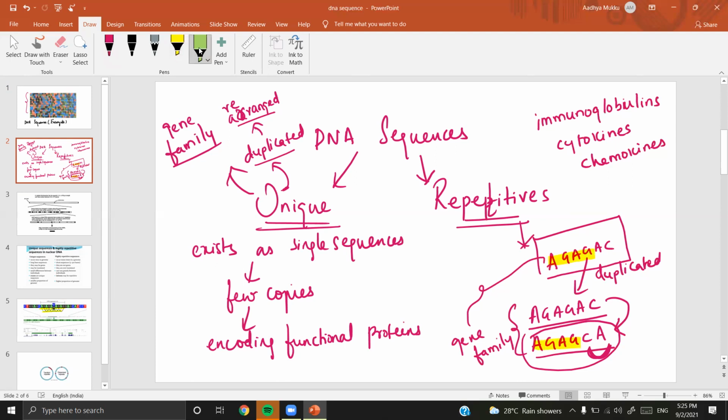Why are they not identical, children? Because here this AC has got rearranged. So such families are being called gene families. And you can see that during the course of evolution, different sorts of gene families have evolved. Okay, that is about the unique sequences that we can talk about.